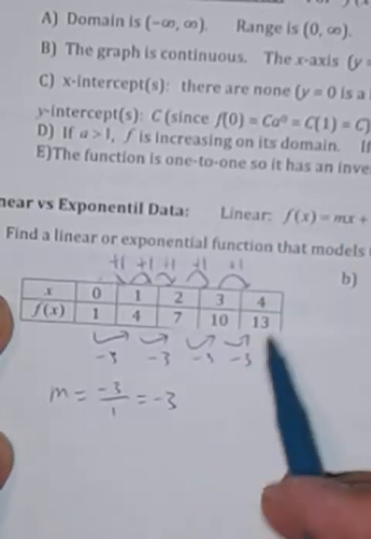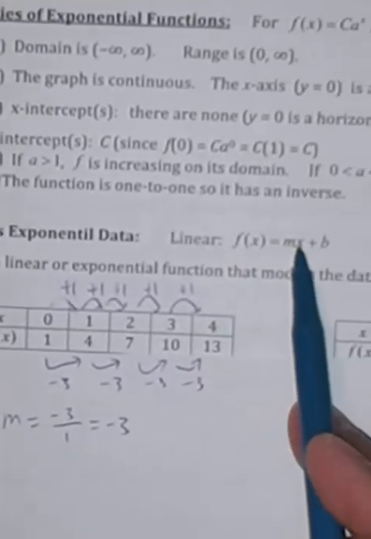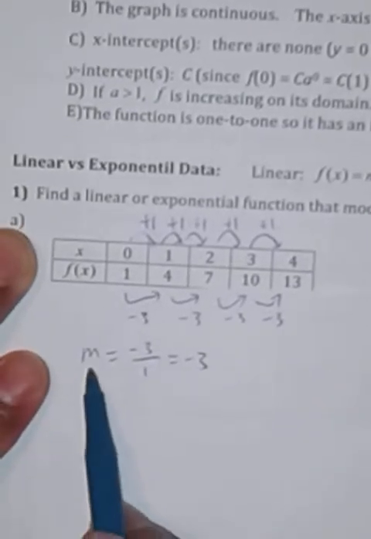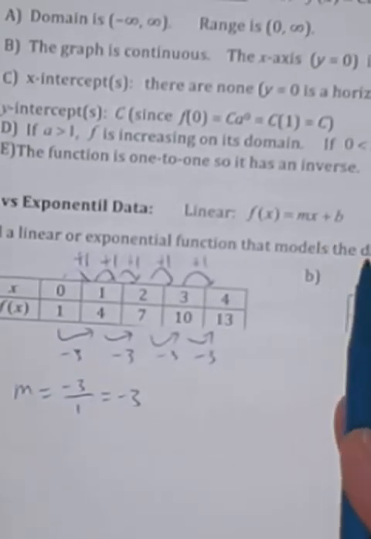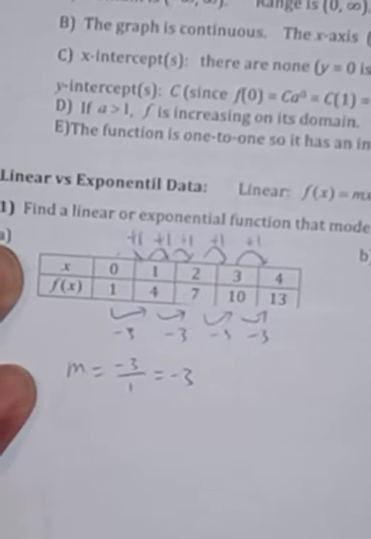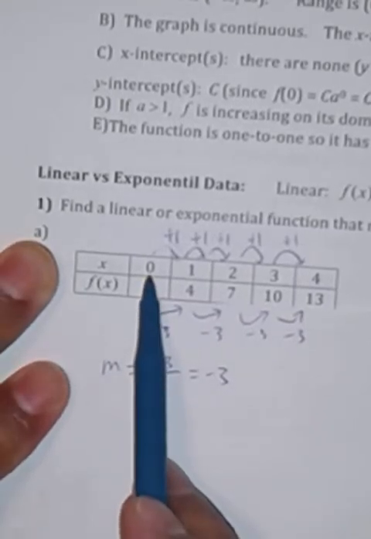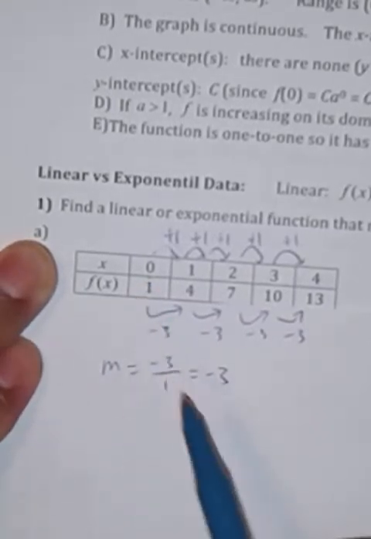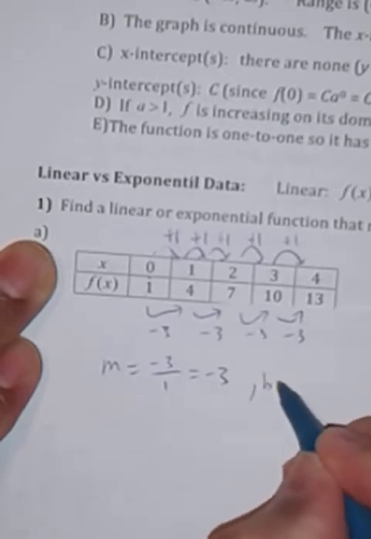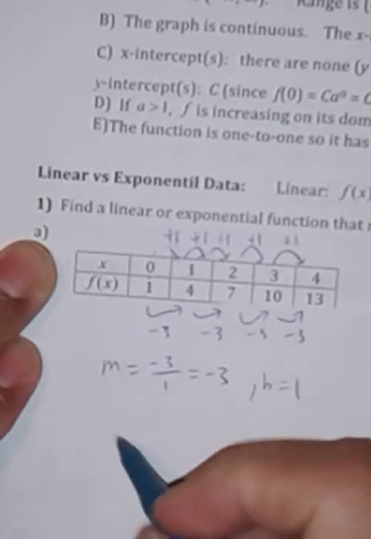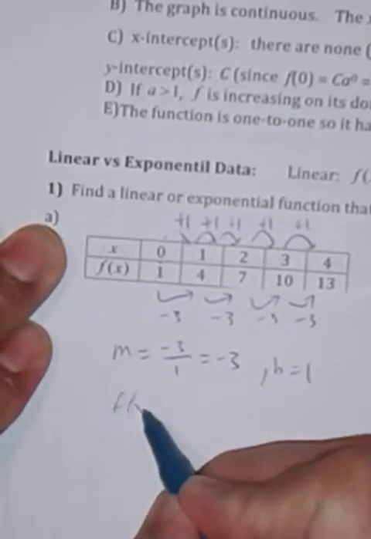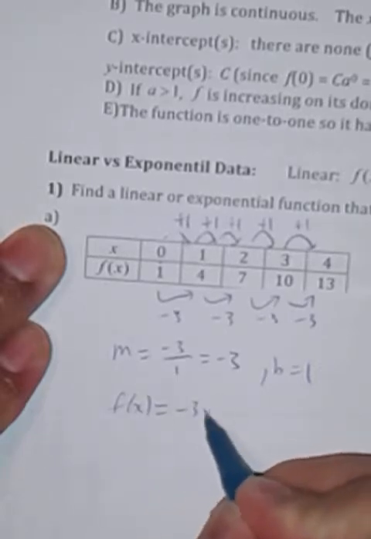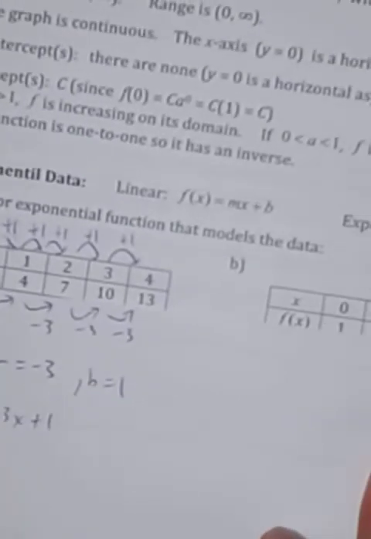Now, to find the equation, we need to find m and b. We found m. What is b? Well, b is the y-intercept. Remember, for the y-intercept, x equals 0. So it's given to us right there. So the y-intercept is 1. All right, so our function then is f of x equals negative 3x plus 1. All right, how about the other one?